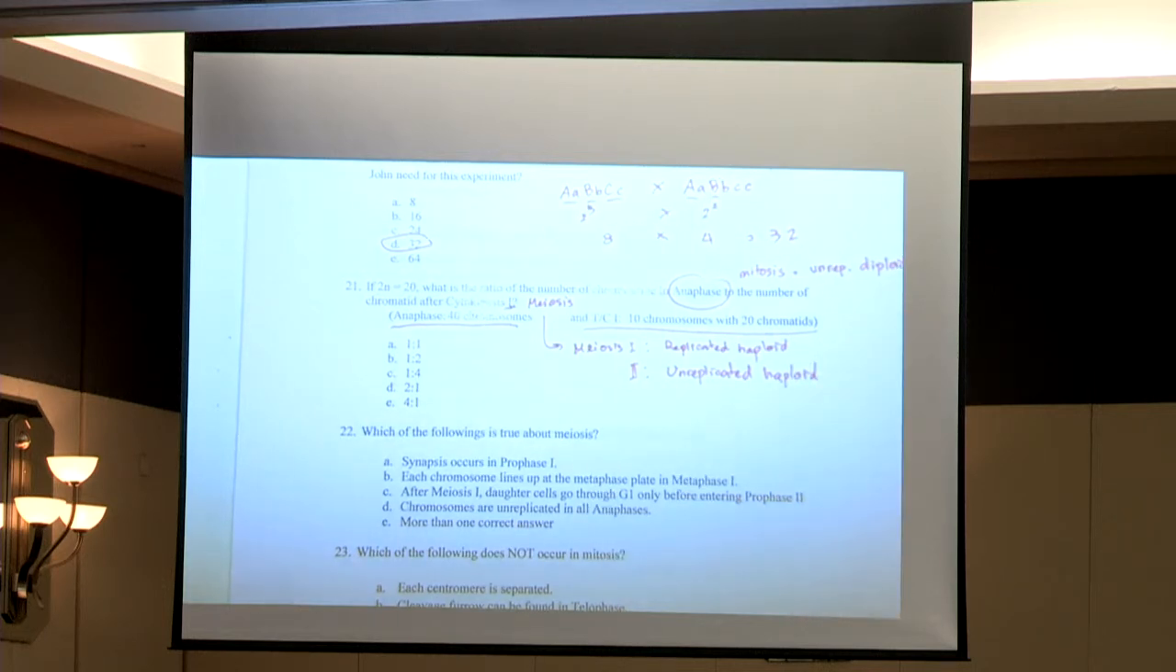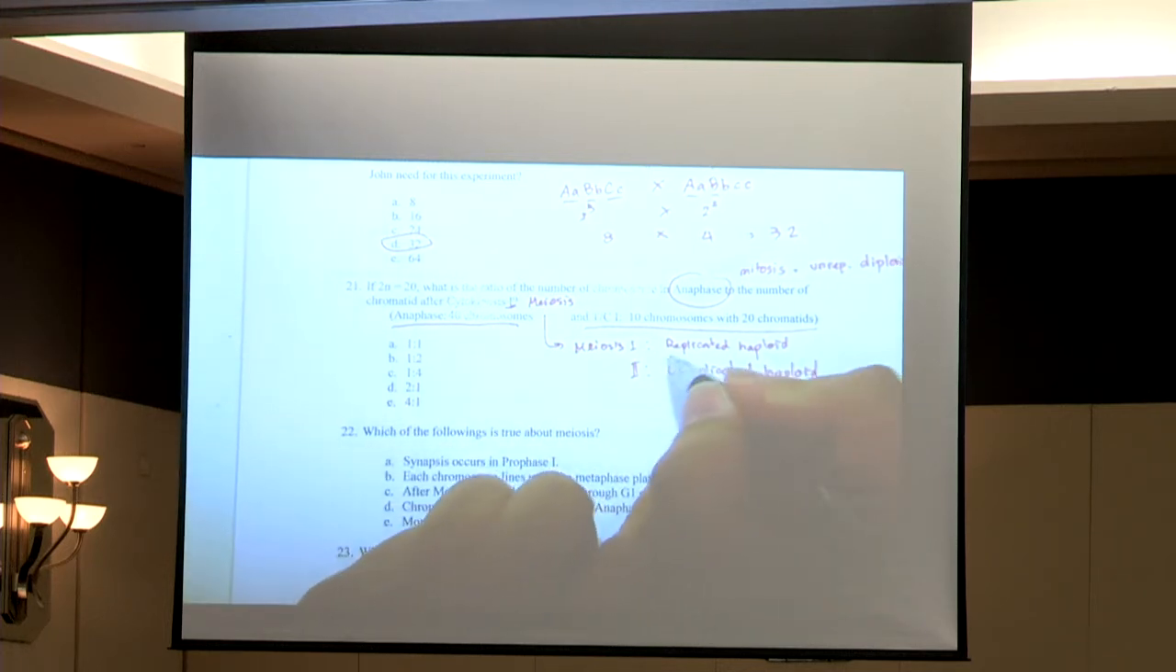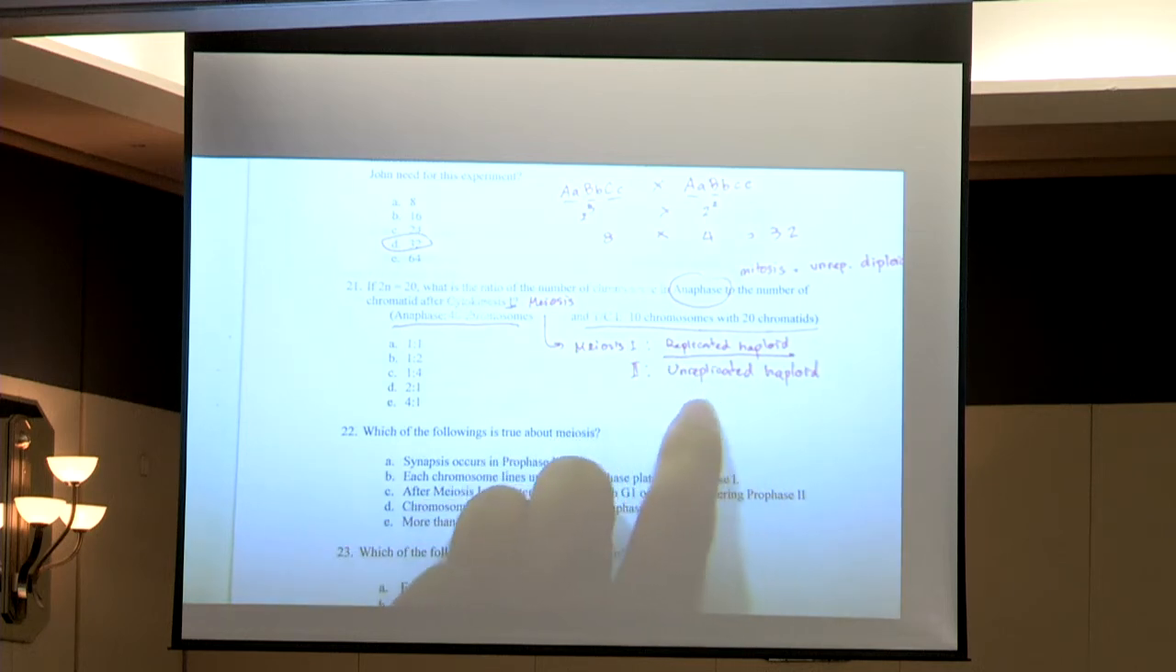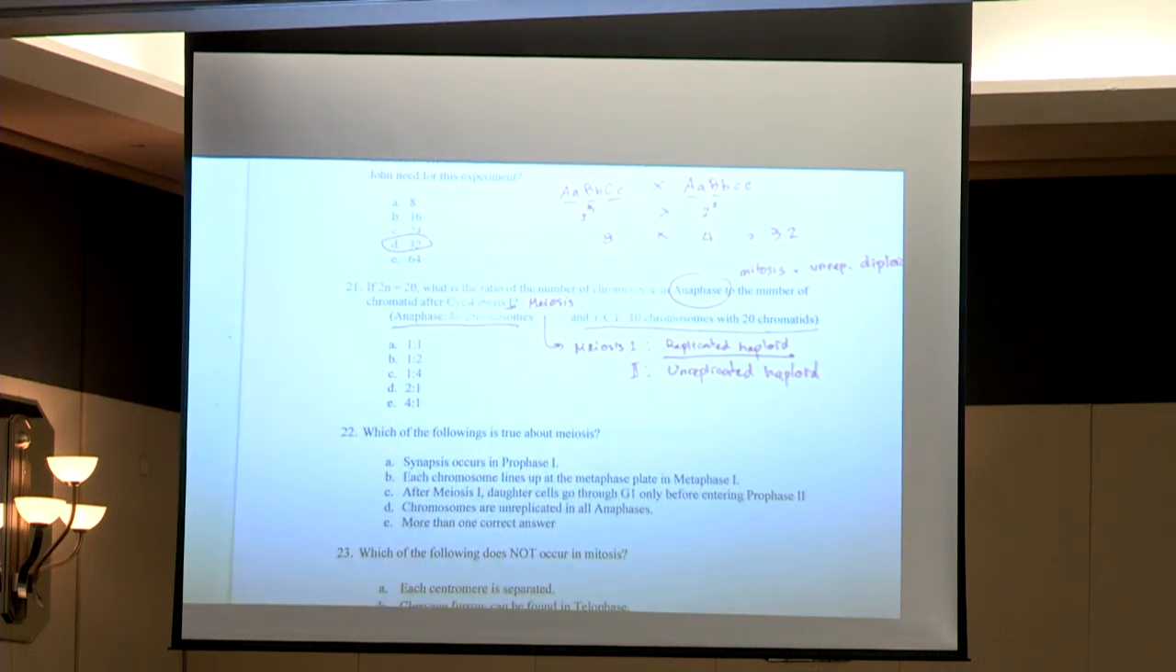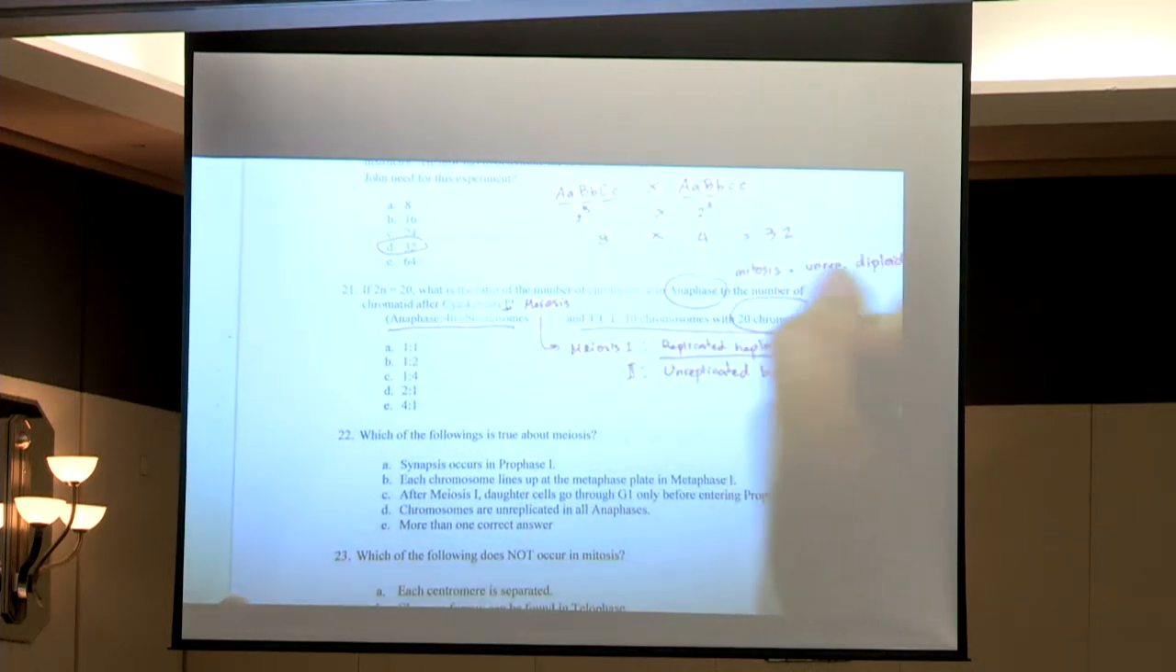So if you look at this just from the question, it said, what's the number of chromatids after cytokinesis 1? Cytokinesis 1 is at the end of meiosis 1, right? So at that point, we're going to have replicated haploid, right? So 2N diploid, 2N is 20, so 1N is 10, right? But it is replicated. So the total number of chromatids is 20, right? So this one would be 20 as I put it there.